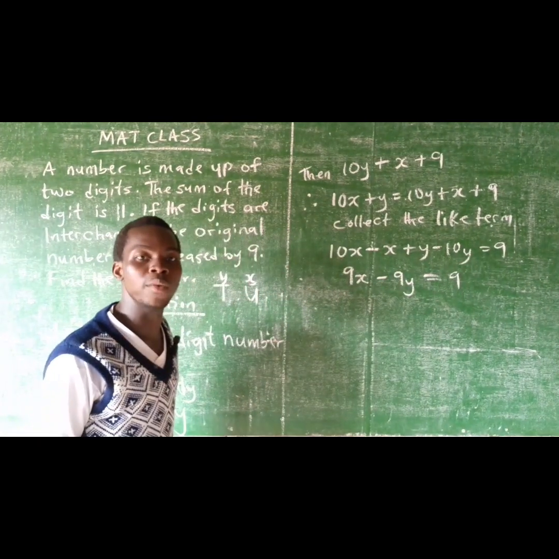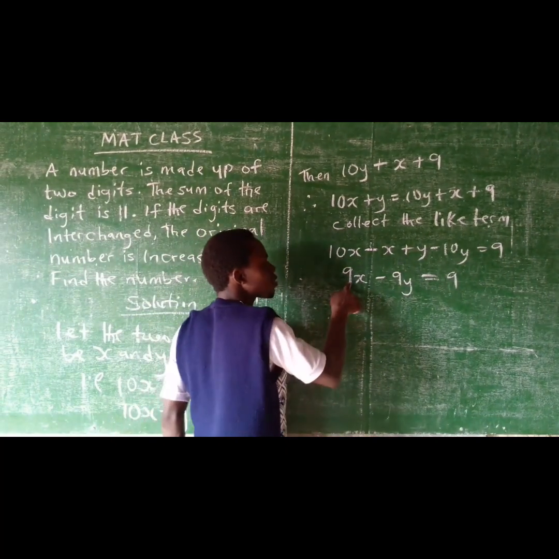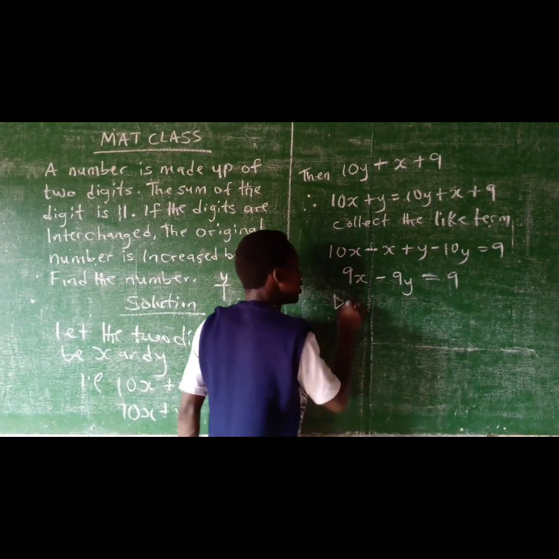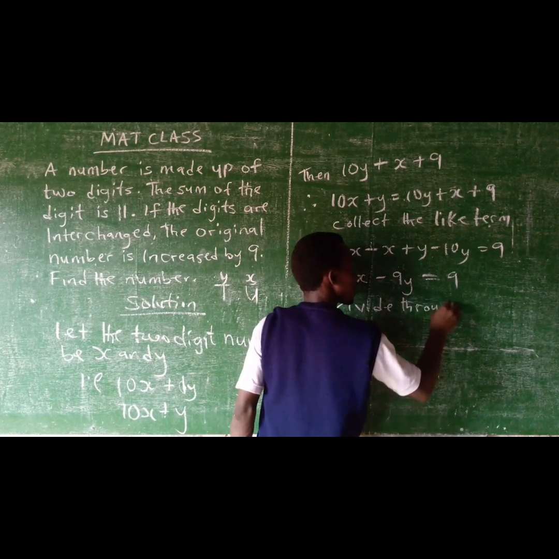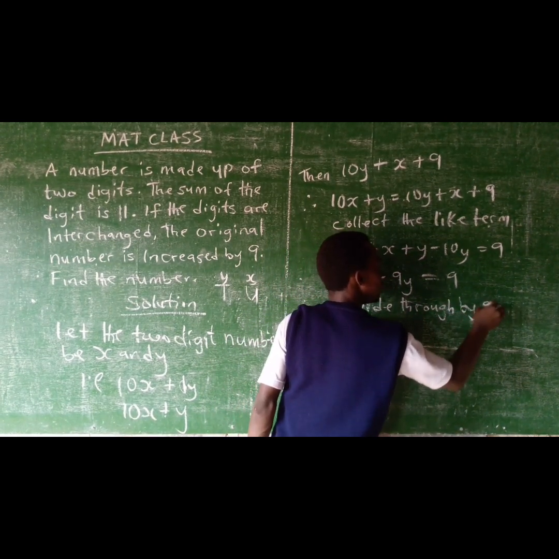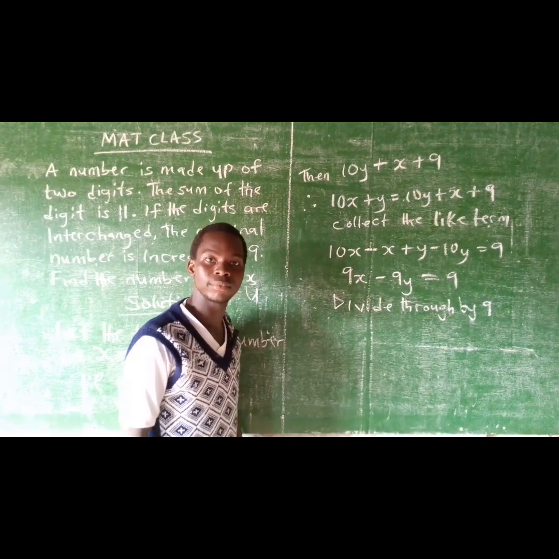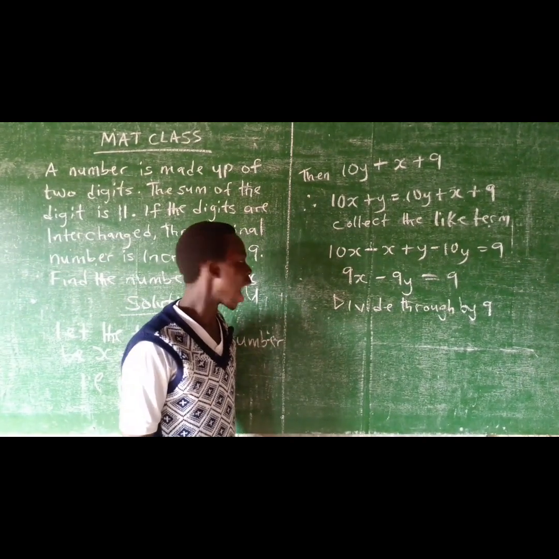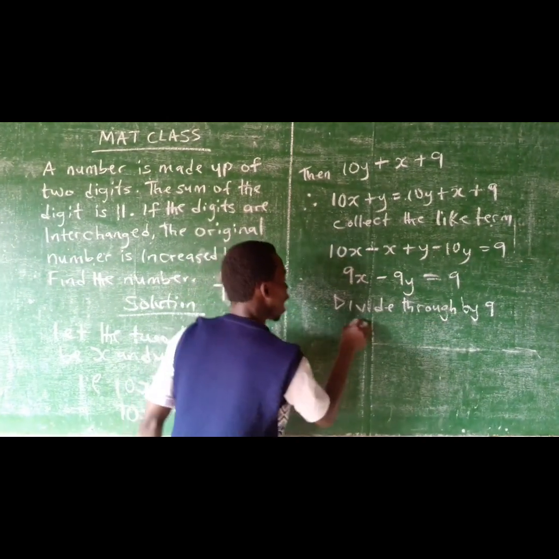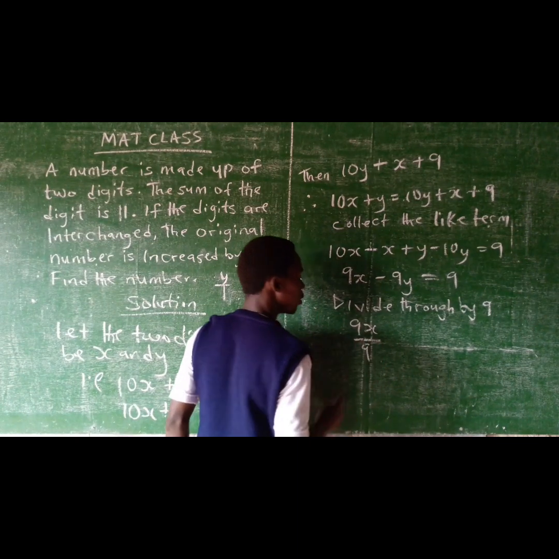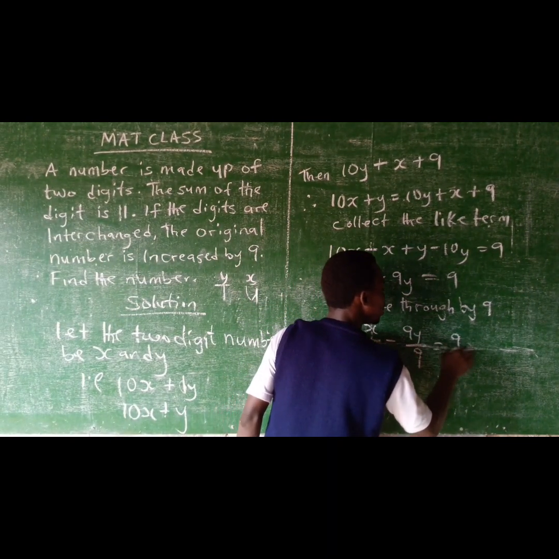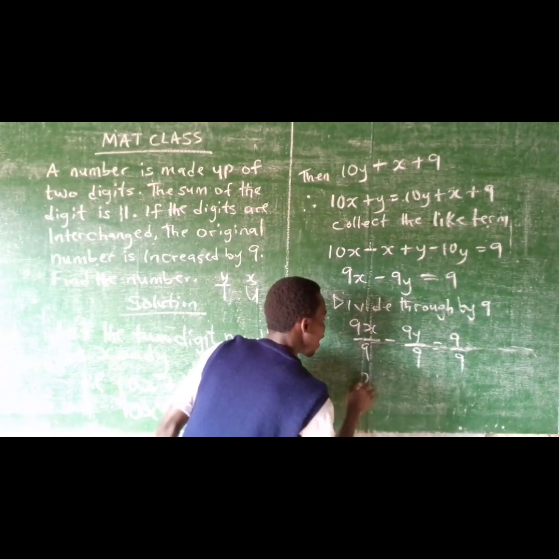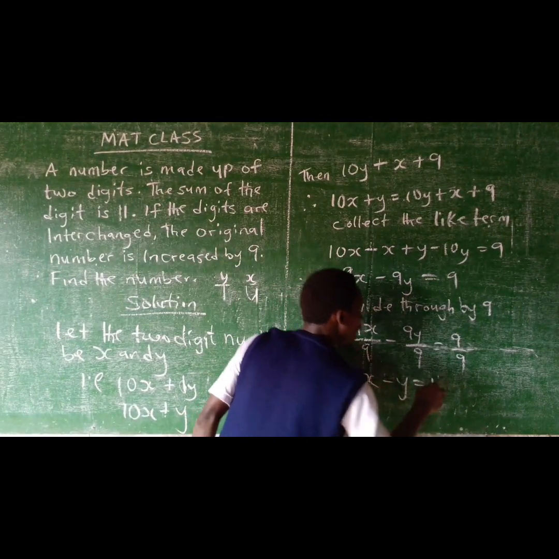What is the next thing I will now do? I will now say divide, because this is 9, this is 9, this is 9. Divide all through by 9. Hope you get what I'm saying now. I've said divide through by 9. I'm now going to be having 9x divided by 9 minus 9y divided by 9 is equal to 9 divided by 9. My answer will now be x minus y is equal to 1.